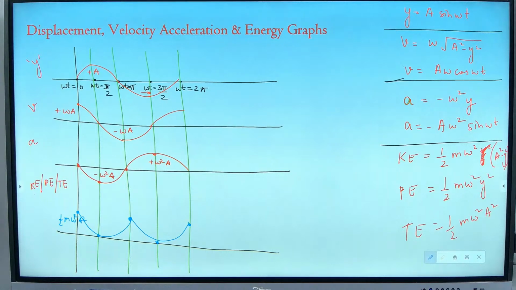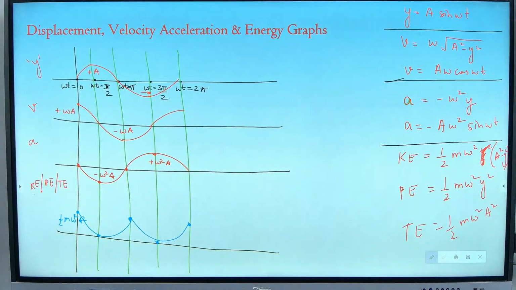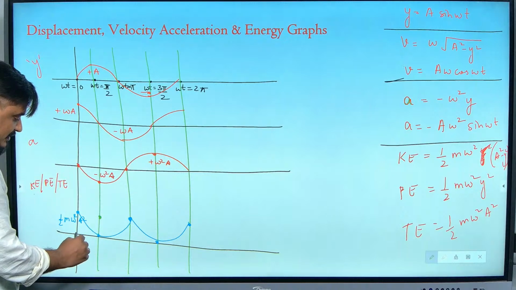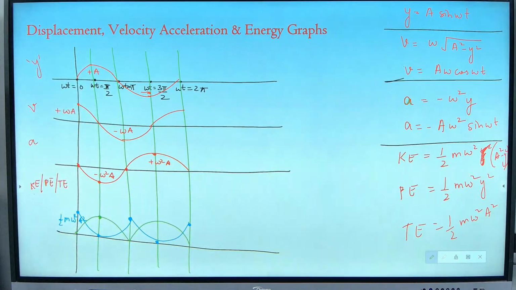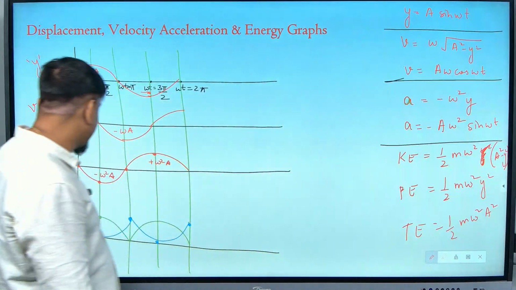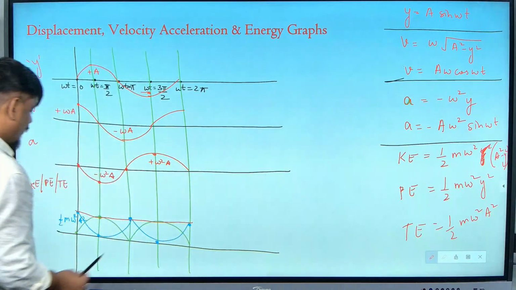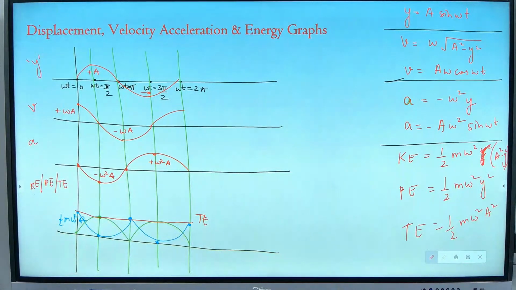If anybody is getting any doubt, feel free to ask me. Yes, it will be like that, because once again it will be half m omega square a square. And finally total energy. Total energy will be a straight line joining all these points, which is always half m omega square a square.